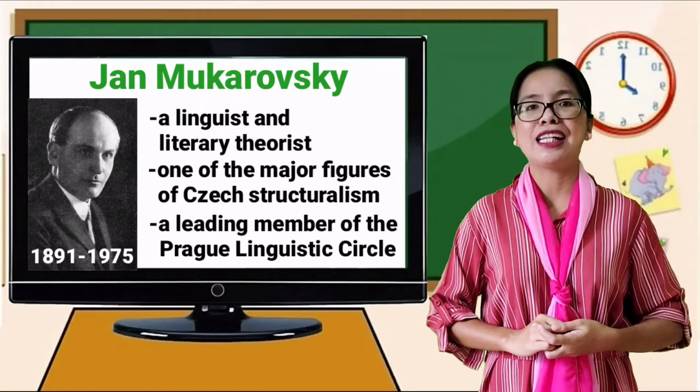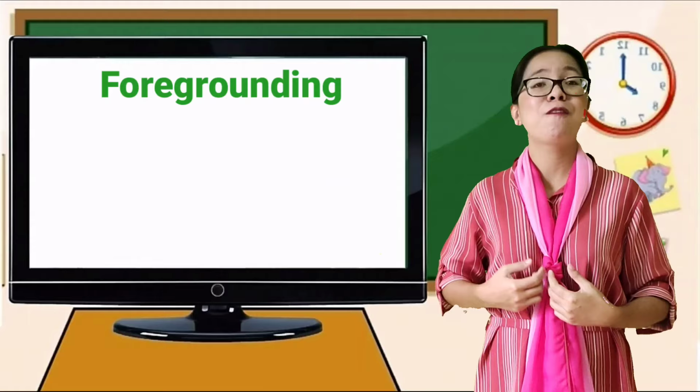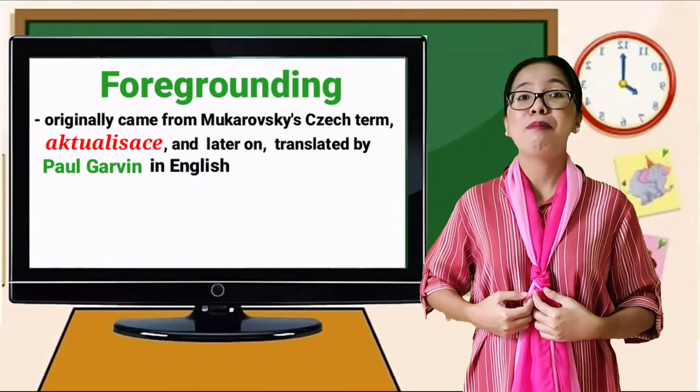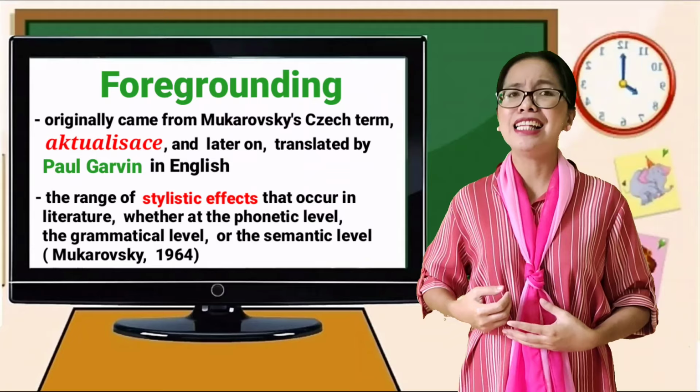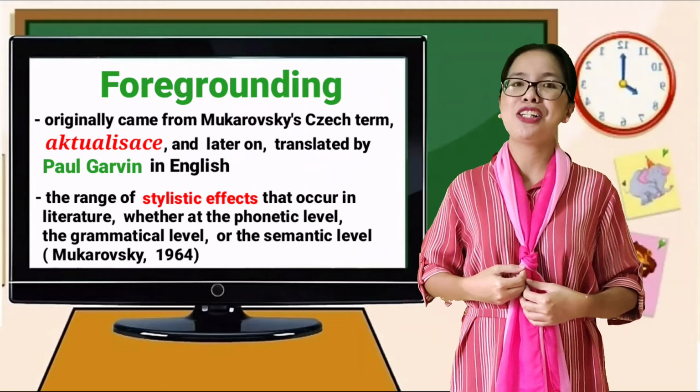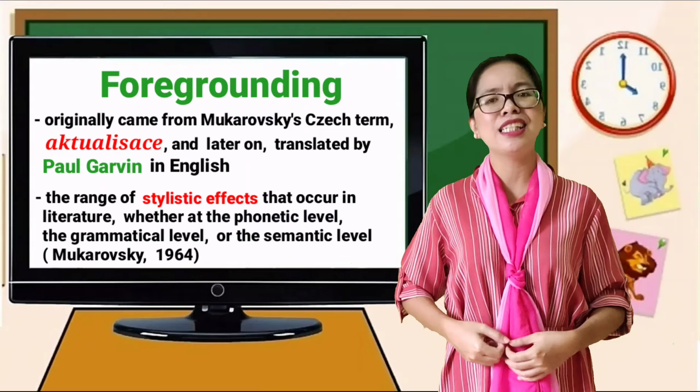Foregrounding originally came from Mukarovsky's Czech term aktualisace, which literally means to actualize, and later on was translated by Paul Garvin into English. According to Mukarovsky, in 1964, foregrounding is the range of stylistic effects that occur in literature, whether at the phonetic level, such as alliteration and rhyme, the grammatical level, such as inversion and ellipsis, or the semantic level, such as metaphor and irony.